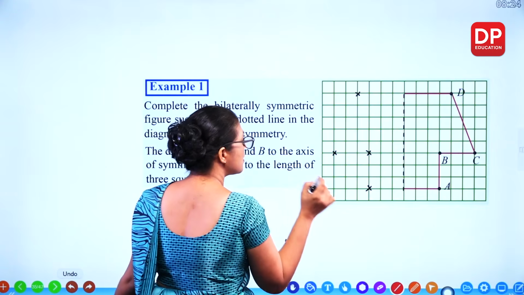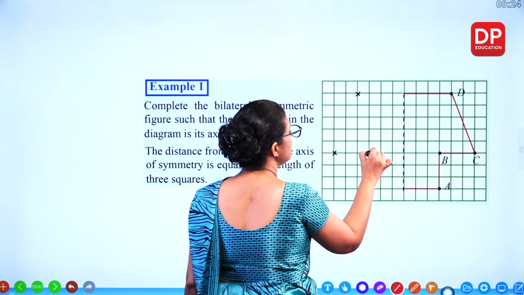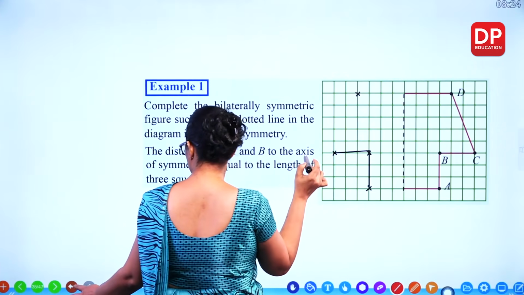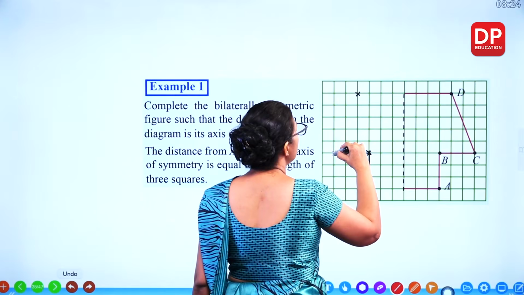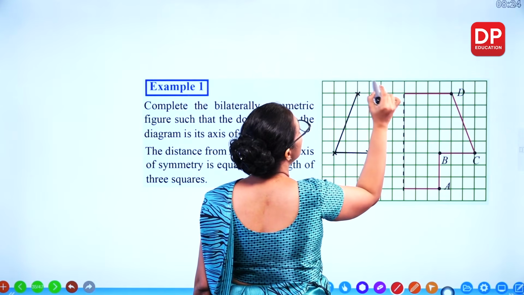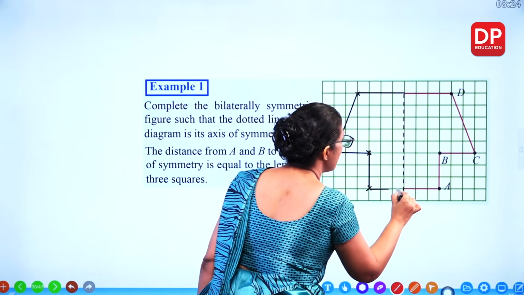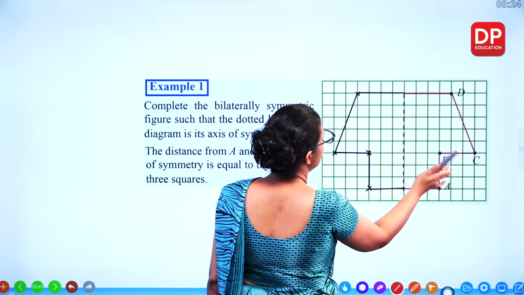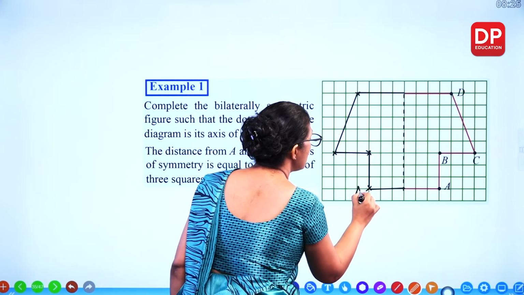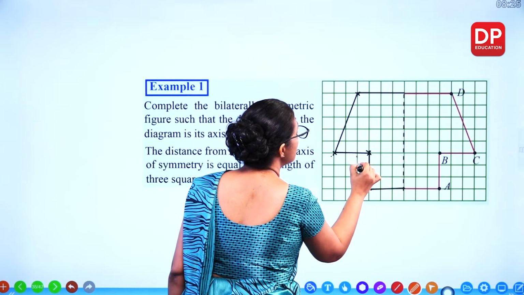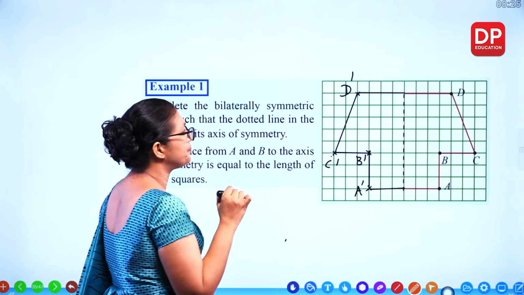So I'll use a straight line here. You get a line here, here. You get a line here. You can connect this here and here, and this line. So this is the symmetric side of this one. You can mark it with A dash here. This is B dash, here C dash, and this is D dash.